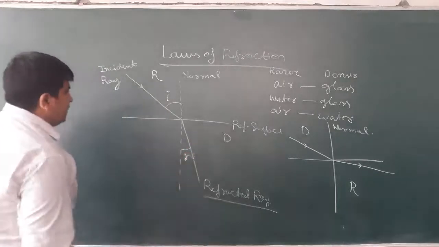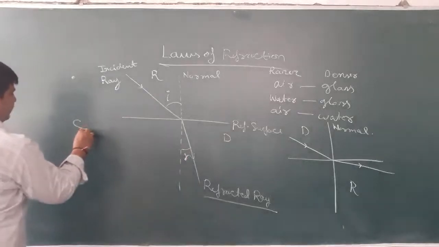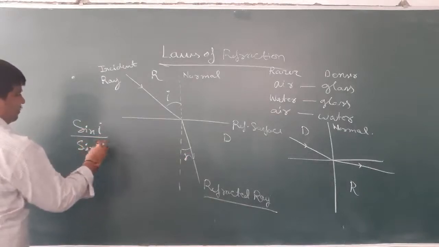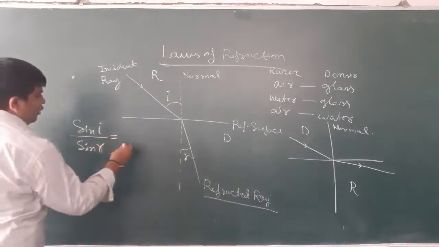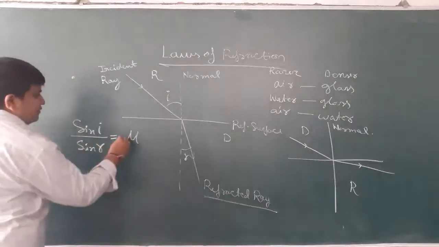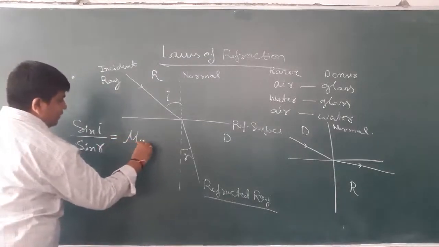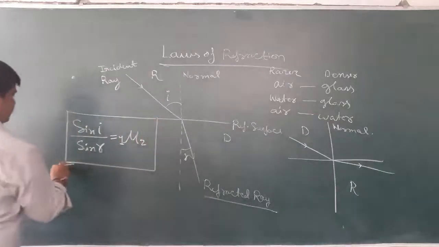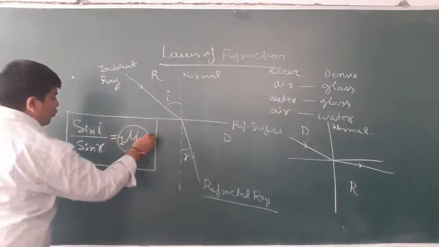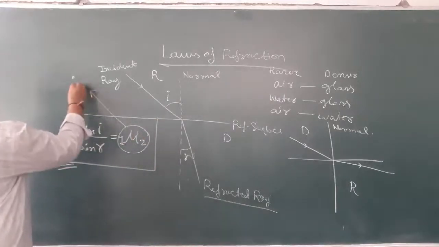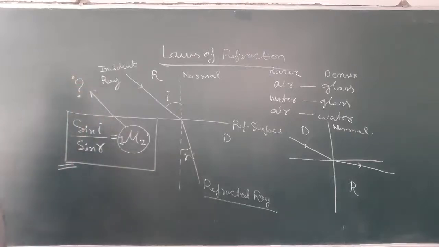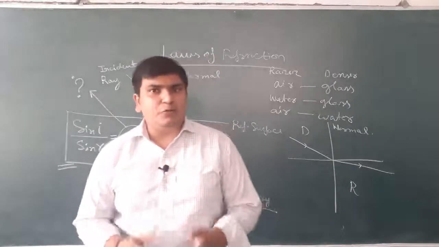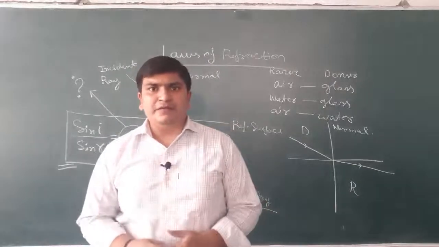The second law is that the ratio of the sine of the angle of incidence to the sine of the angle of refraction is always a constant quantity, which is called the refractive index of the second medium with respect to the first. This is the fundamental quantity which is our point of interest in today's video. In today's video, our main purpose is to understand the physical significance of refractive index.